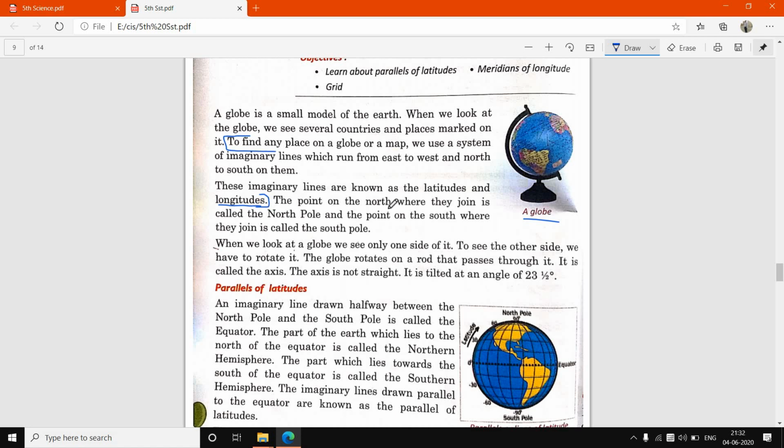The point in the north where they join is called the North Pole, and the point in the south where they join is called the South Pole.